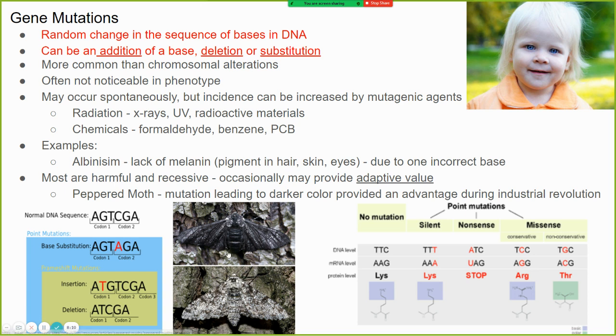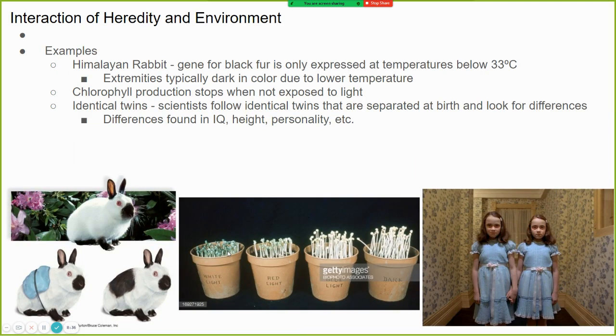Like these peppered moths, we remember from evolution. If a mutation happened randomly and it made the moths darker in color and they lived in a darker background, they'd survive better. And the other ones won't, because they're more visible. And so these mutations, if they happen to be helpful, they can increase in the population.